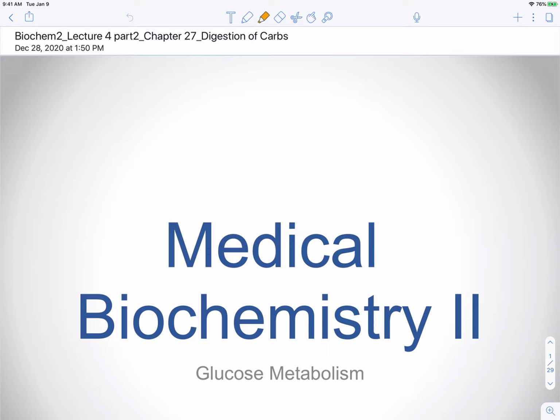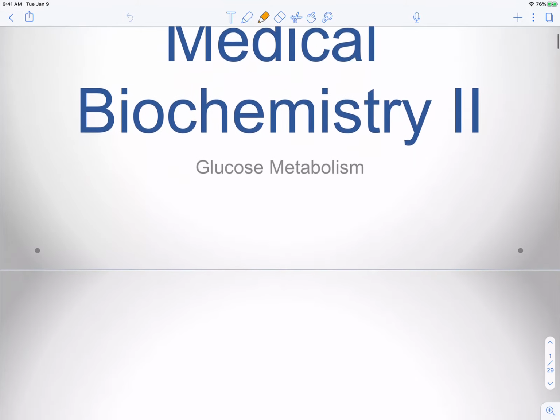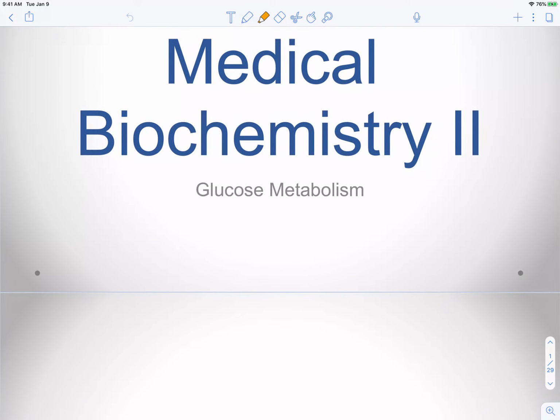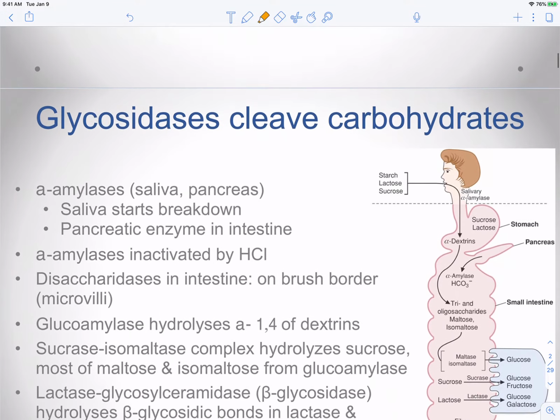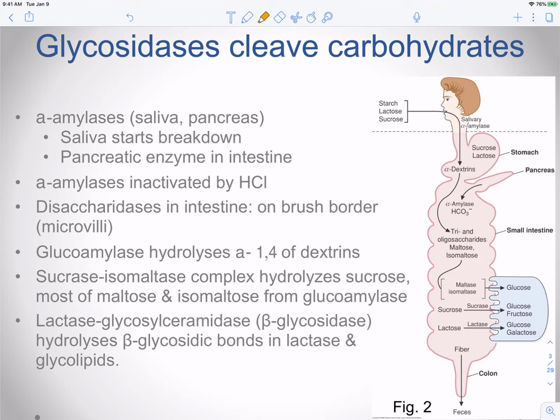Okay, so now the second part of our lecture 4 is we're going to discuss the digestion of carbohydrates. And this, of course, is all surrounding glucose metabolism, so nothing different. So this is just a very big overview, and don't worry, we're going to go through all of these different reactions in more detail as we go through this part of the lecture.